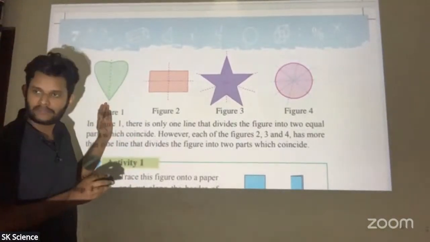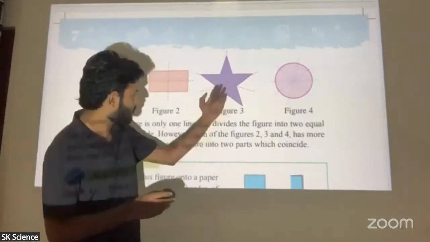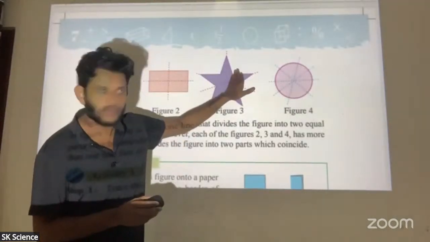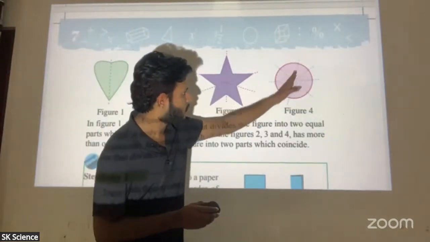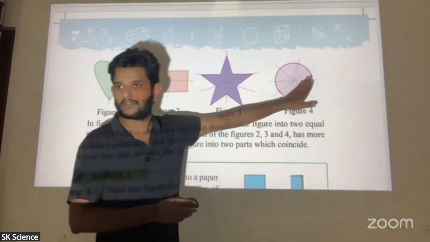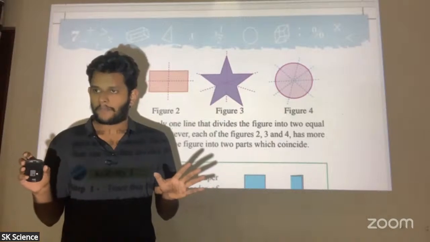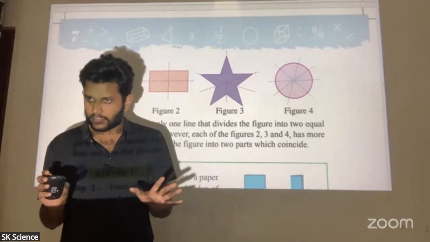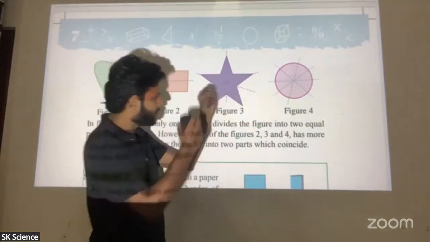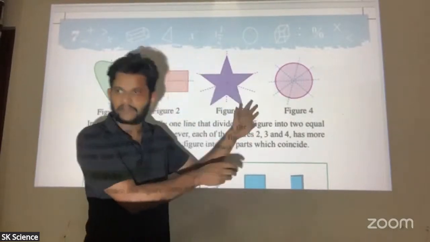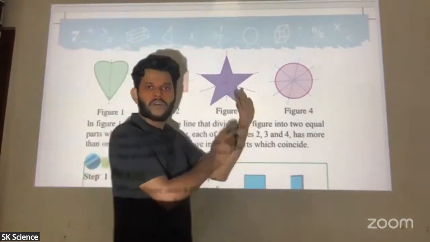Does this figure have bilateral symmetry? Yes, this figure. It also has, no? It can fold around this one. Then what happened to this? What happens if I fold this along these two here? Right, it has many axes of symmetry. It is not a problem here. But we need to find only one. Can you find one here? Yes, you can find one. That means this is also a bilaterally symmetrical figure.